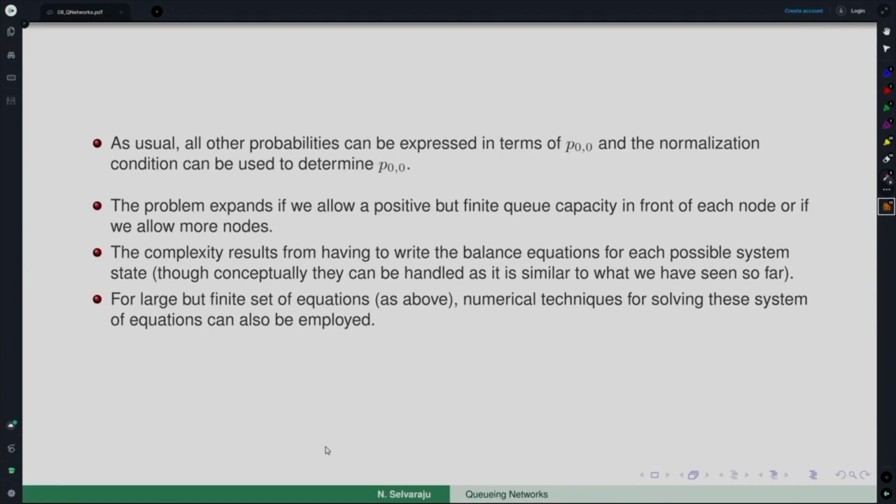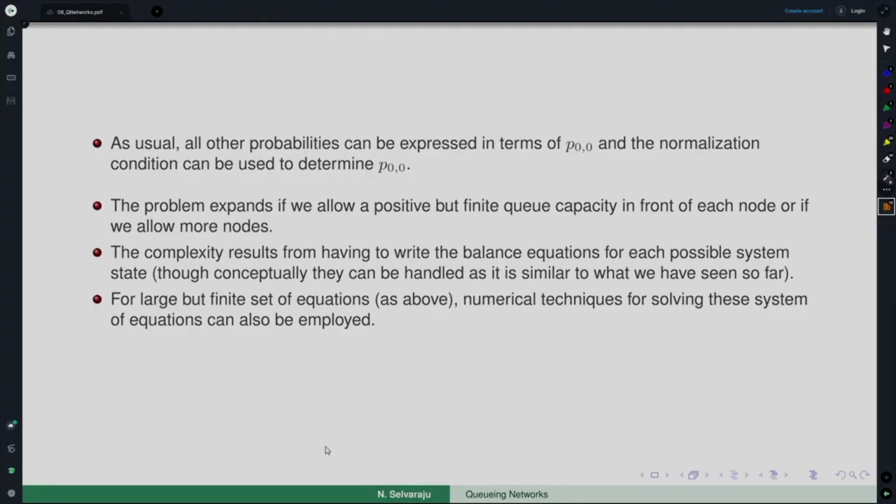Compare this with respect to the non-blocking network that we have considered earlier, the series network. In this case, you just have to treat a node in isolation, but here you have to keep it together only. And if the nodes are large and if the capacities are large enough, right, then you can see that you have to handle the whole thing together, because it may not have a product form solution, right. So, for large but finite sets, one can still use numerical methods, but otherwise it is very difficult to analyze such a network.